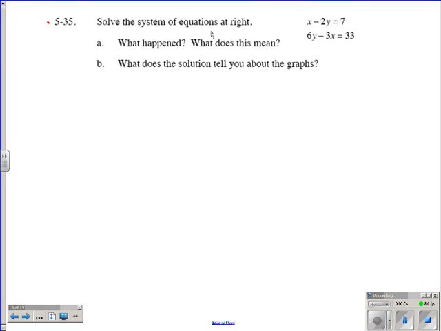535. Solve the system of equations at right. So, hey, what happened? What does this mean? Something crazy must happen here, so let's get started.